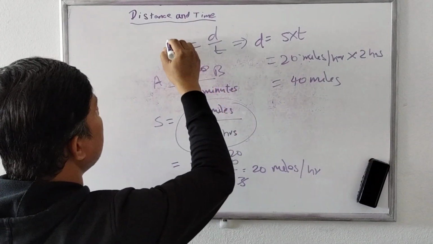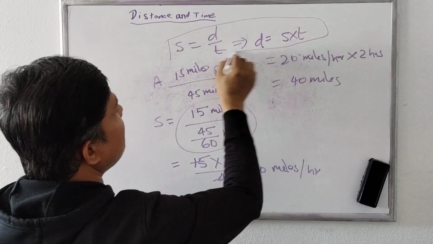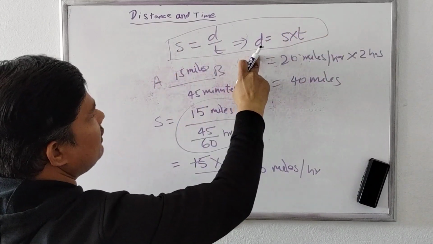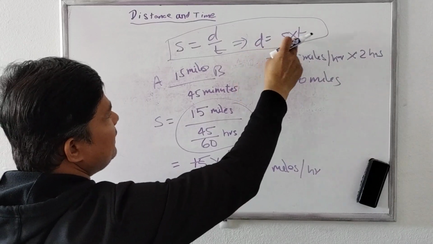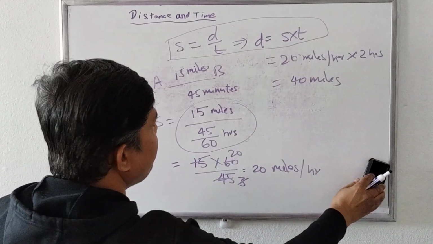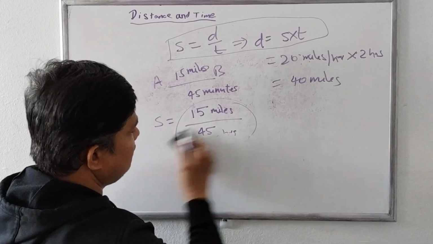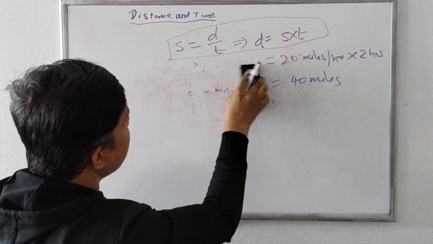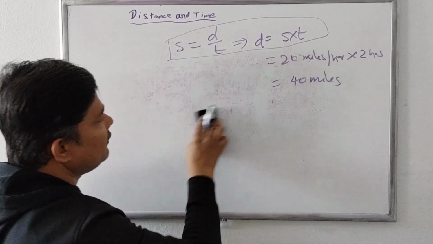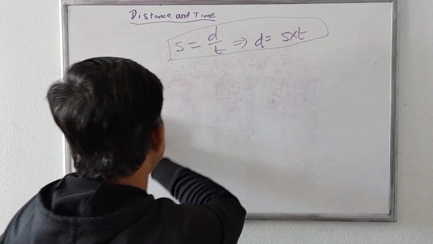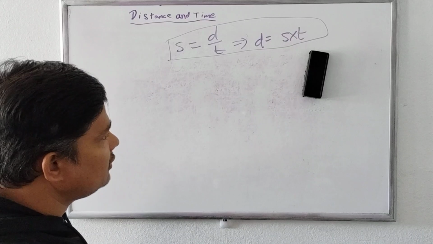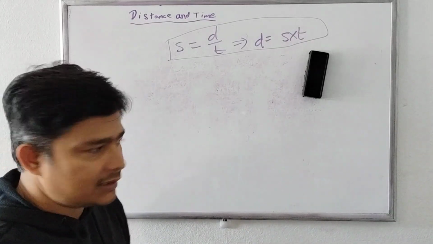So this is the formula: S equal to D by T, therefore D equal to S times T, meaning distance equals speed times time, and units should be similar for the given variables and the variables you are asked to calculate. Now let's think about two objects in distance and time.